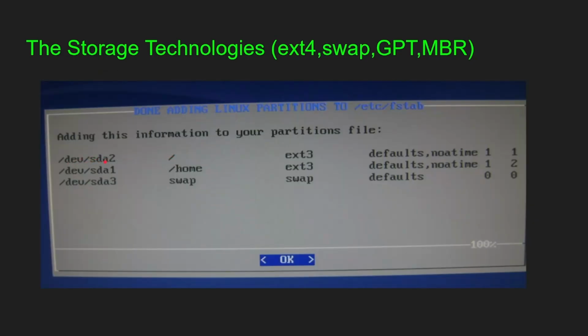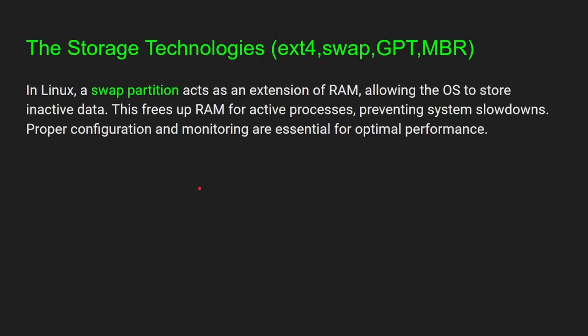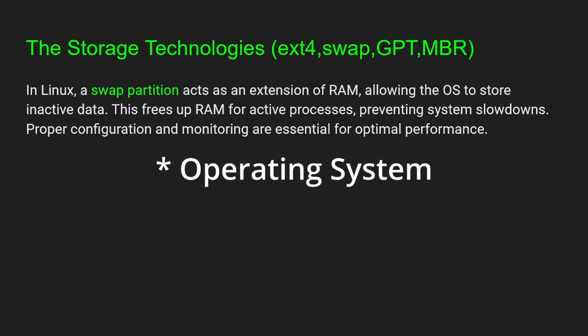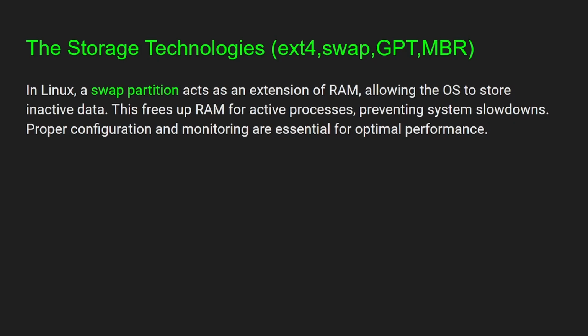So this is an example. This is partition number 2, number 1, number 3, and every partition has a file system. We have a swap partition. In Linux, a swap partition acts as an extension of RAM, allowing the OS to store inactive data. This frees up RAM for active processes, preventing system slowdowns, and proper configuration and monitoring are essential for optimal performance. So you can use your hard drive as memory.